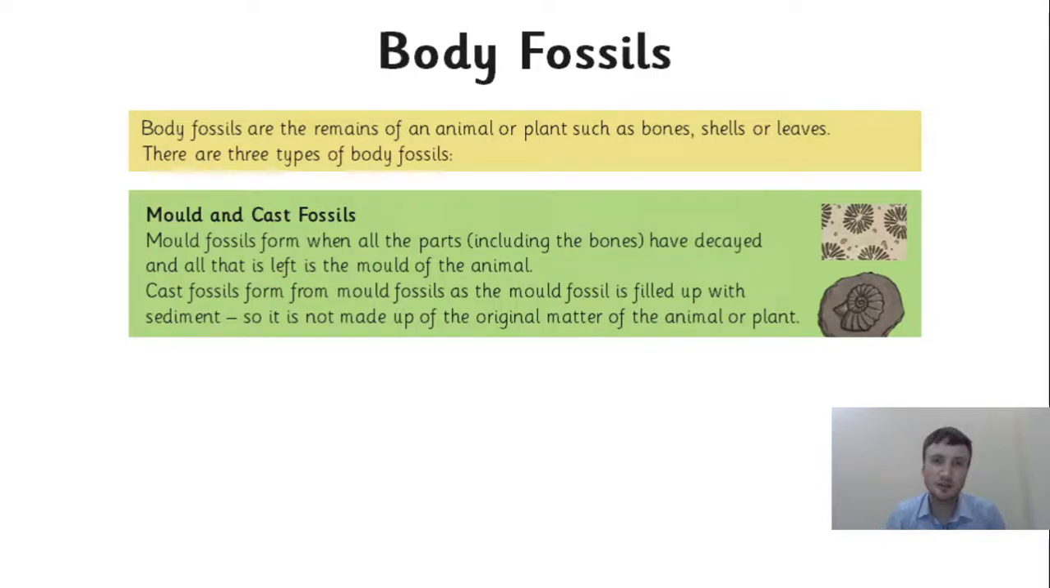Right, so you've got different types of fossils. The first fossils we're going to look at are all called body fossils. Body fossils are made of the bodies of animals, bones, shells, or the body of a plant, like the leaves, the stem. These are all body fossils. So one type is called mold and cast fossils.